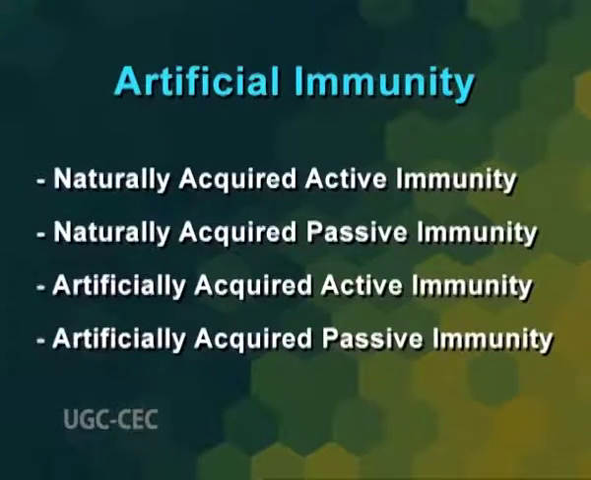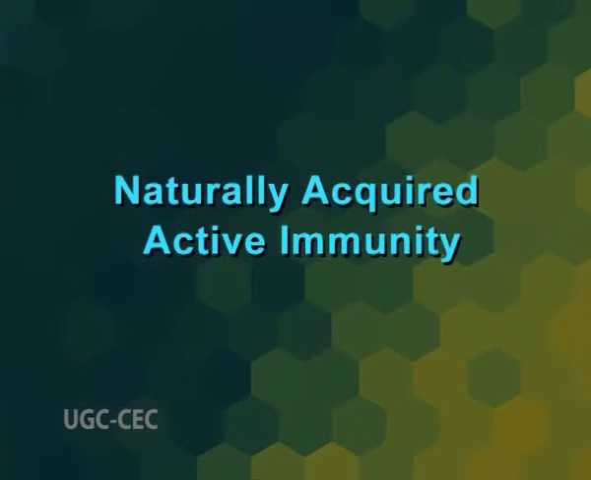Artificial immunity can be developed in the host through active as well as passive mechanism. This can be clearly understood by going through naturally acquired active immunity, naturally acquired passive immunity, artificially acquired active immunity and artificially acquired passive immunity. First, naturally acquired active immunity.